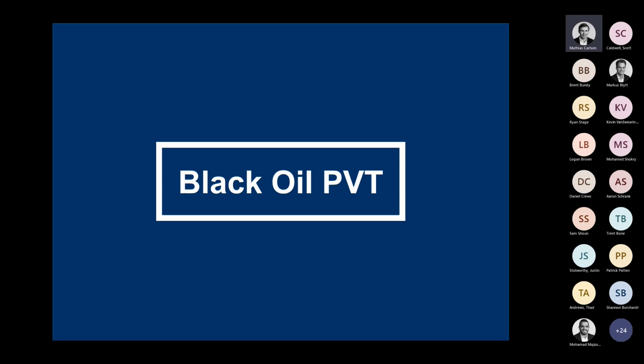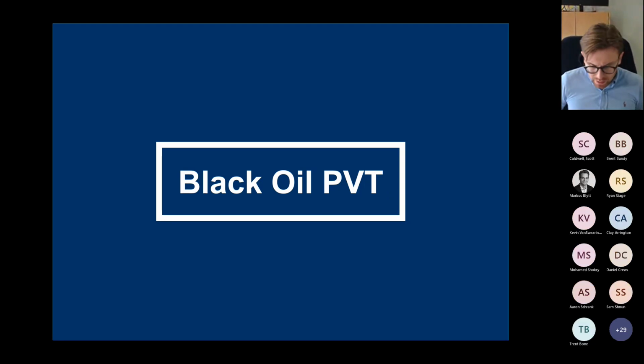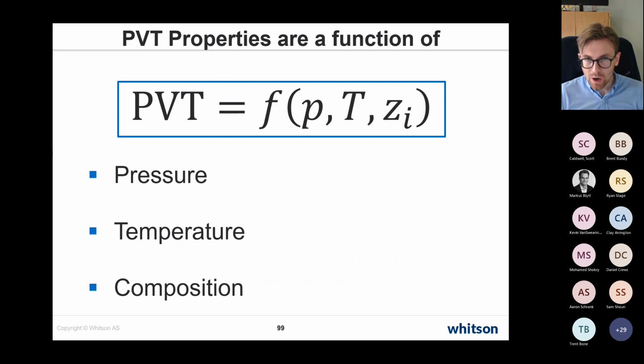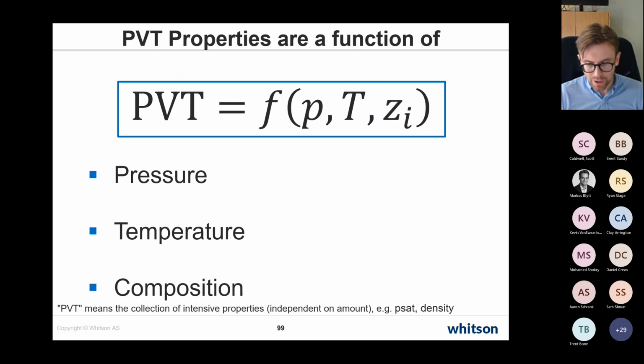Okay. So we can start again. So now we have a little bit of background of what an equation of state model is, which is great. And in general, we use that equation of state model to create black oil tables or PVT tables for different engineering purposes. So that's the next topic. And just a reminder, PVT properties are a function of pressure, temperature, and composition. That's what we learned about already.